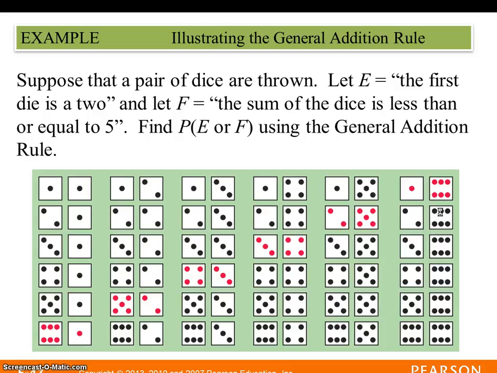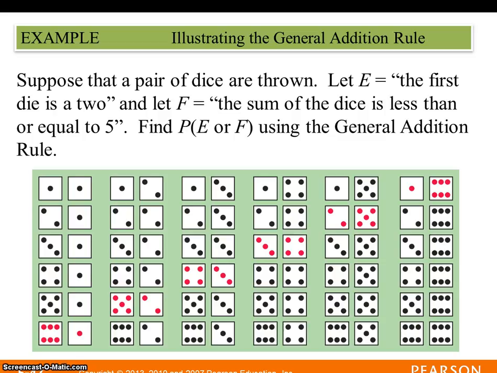So as an example of that, let's say that you have a pair of dice thrown. This is the possible sample space for all the possible outcomes, right? You can either get snake eyes, 2 1s, or you can get all the way up to 12, 2 6s. And let E be the event that the first die is a 2, and let F be that the sum of the dice is less than or equal to 5. Find the probability of E or F.